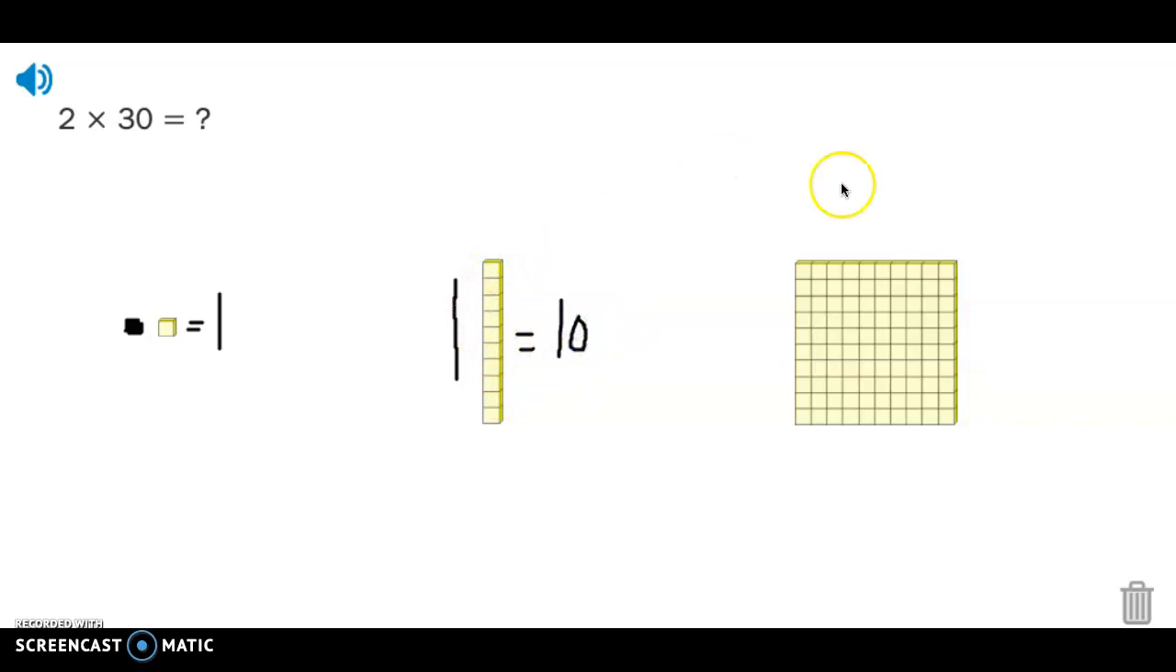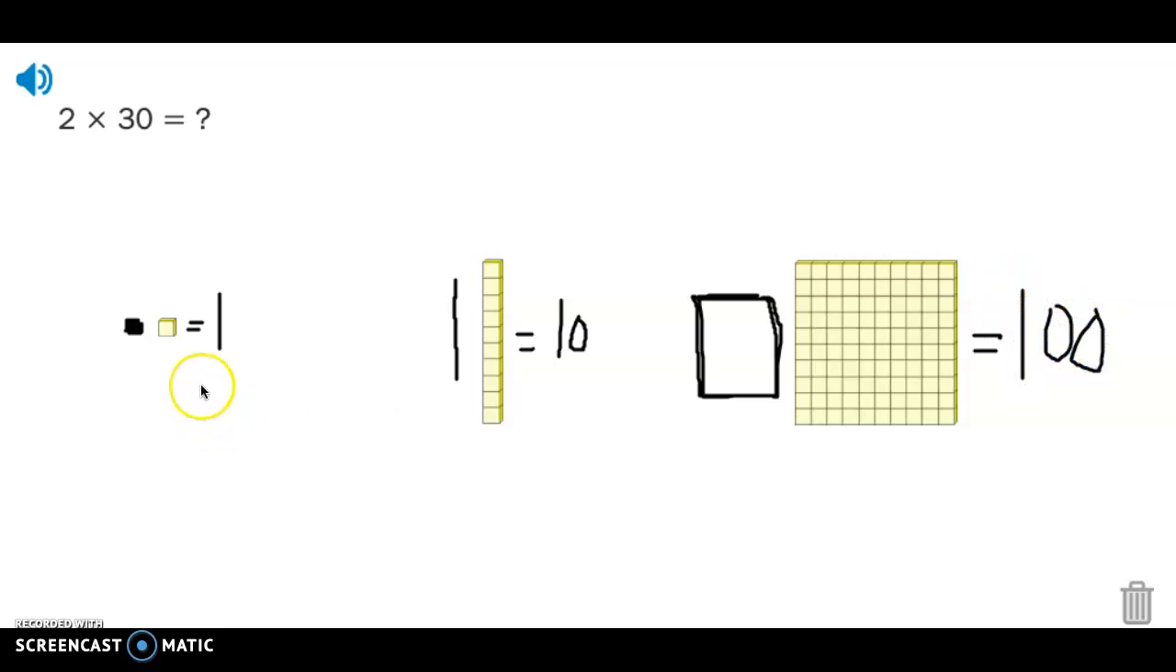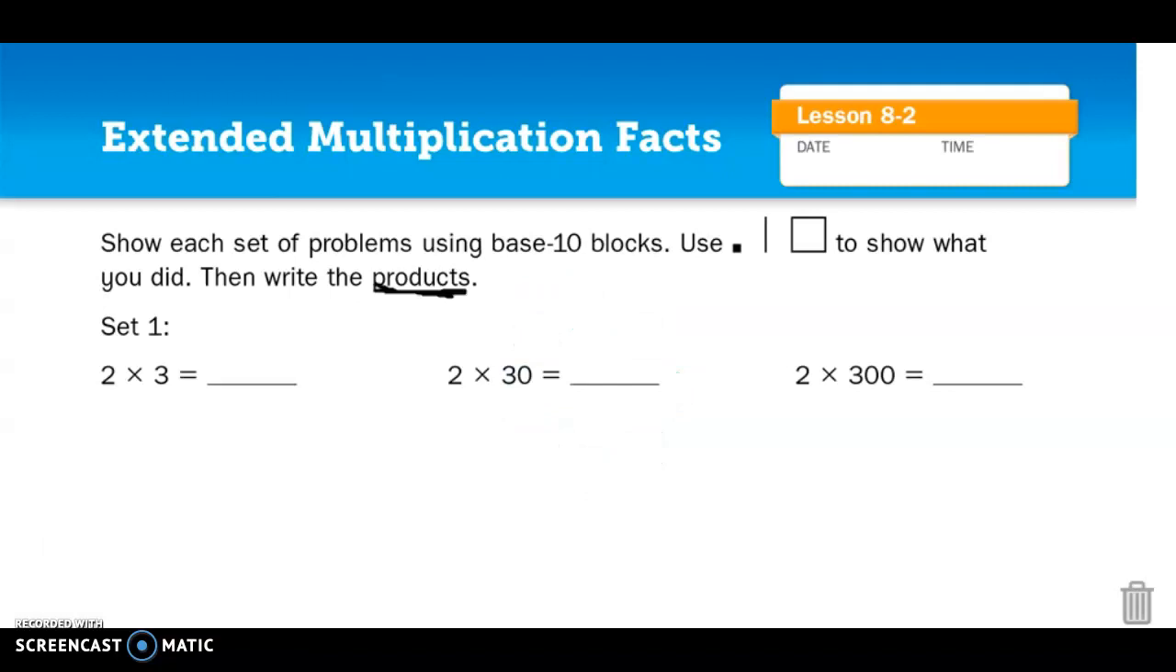And then how many longs are inside of our flat, as we call it, which we're going to draw an open square for. Not very squarish, but an open square. It'll be close enough. How many is that equal to? Remember, there's 100 cubes in this one. So our cubes equal 1, our longs equal 10, and our big open square equals 100. Great. We're going to be drawing those in our journals today.